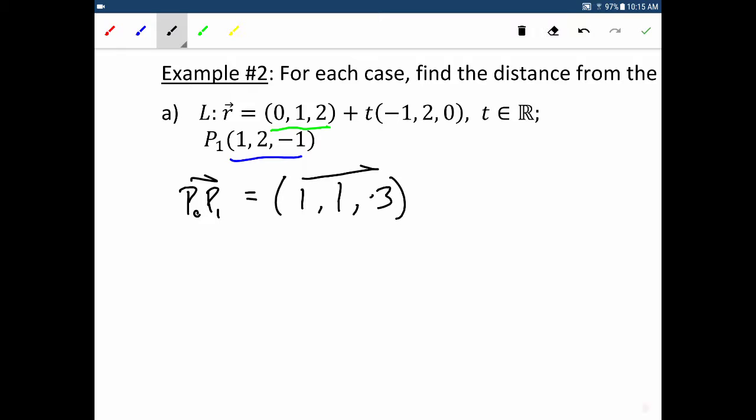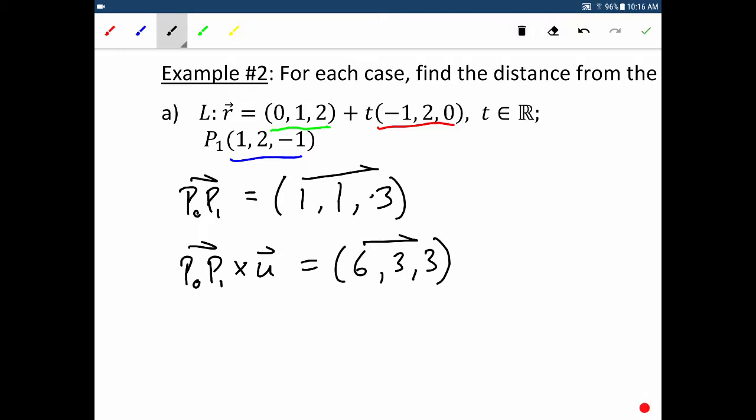So the next thing we have to do is find the cross product of that vector and the u vector. Our u vector is found right here. So, cross product, and that's going to give us 6, 3, 3.